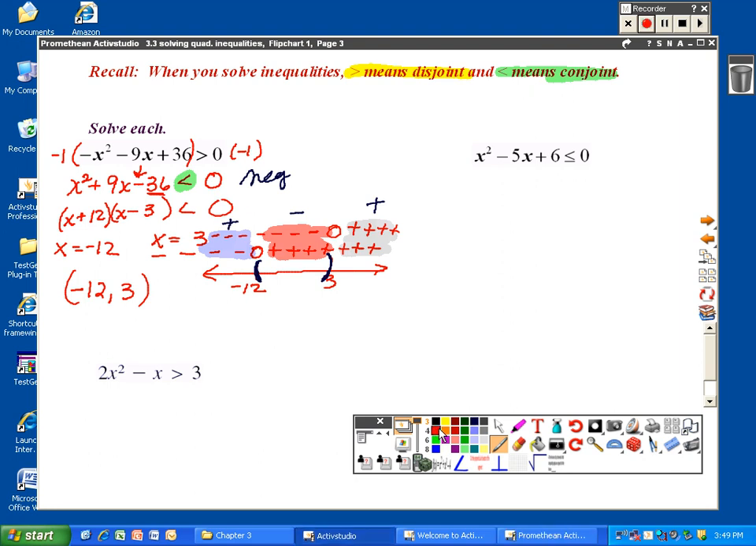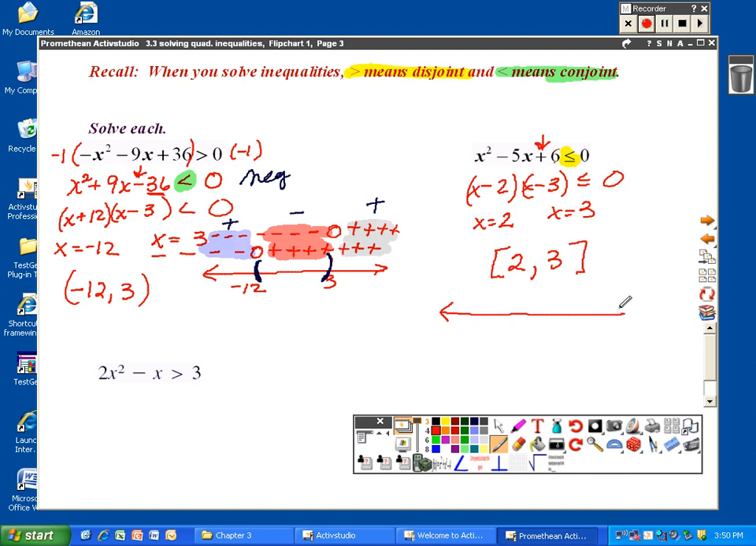X squared minus 5x plus 6 is less than or equal to 0. So we can factor x and x, the factors of 6 that add up to 5, 2 and 3, same sign, negative, negative. So x is 2 and x is 3 are your roots, your zeros. So again, it was less than, so it will be conjoint. But there was an equal bar, so I would use my brace from 2 to 3 brace.